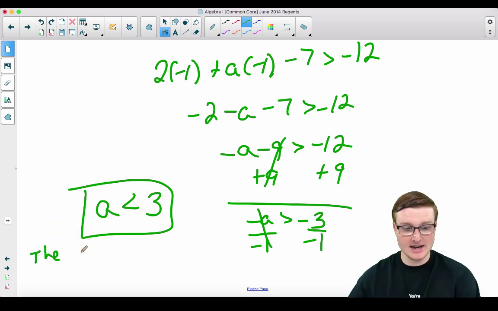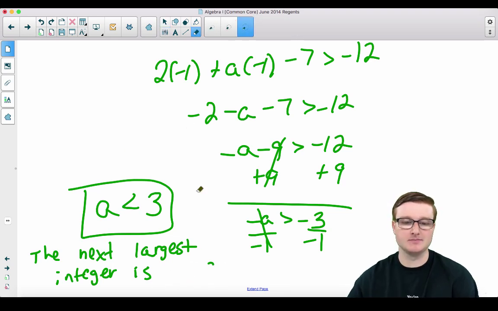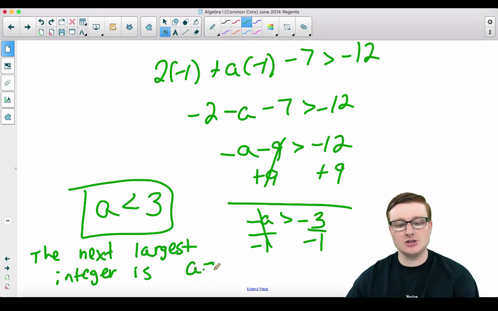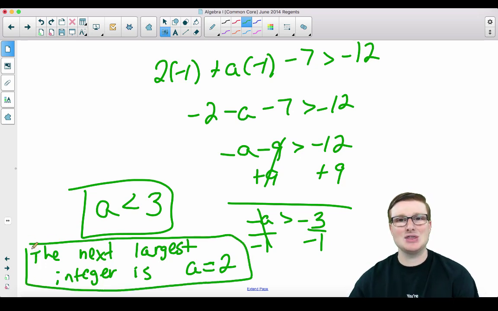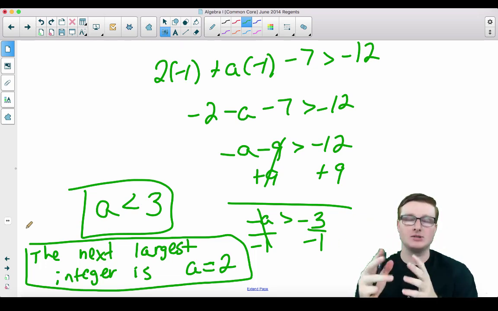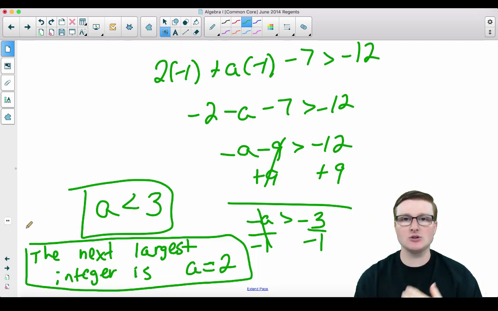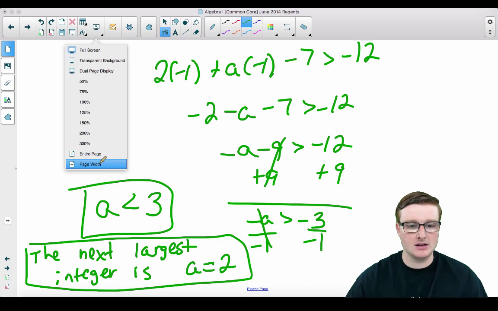So the next largest integer is a is equal to 2. Because you're only going down. You're only going down because a has to be less than 3. So that means the integer values are 2, 1, 0, negative 1, negative 2, keep on going down. 2 has to be the highest one because 3 is not included. And that is how you do this question.